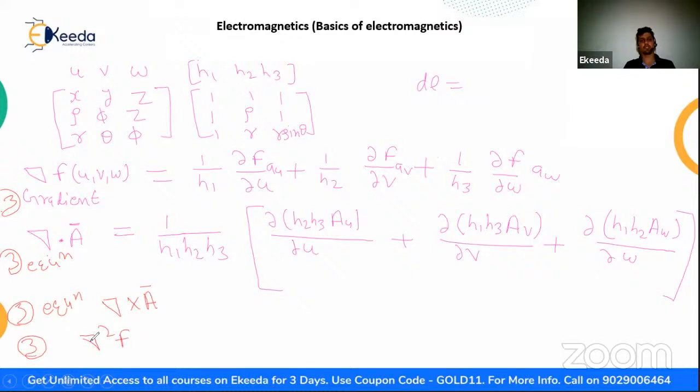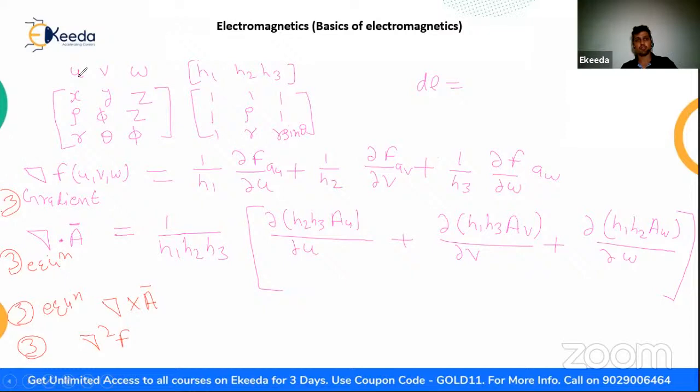Three equations for del cross A vector, and three equations for the Laplacian, del squared F. So there will be 12 equations. Otherwise, you just have to remember four equations, 1, 2, 3, 4, and you just need to remember h1, h2, h3. So total 5, otherwise you have to remember 12. So in the next, we will do how curl is defined in this generalized coordinate system.